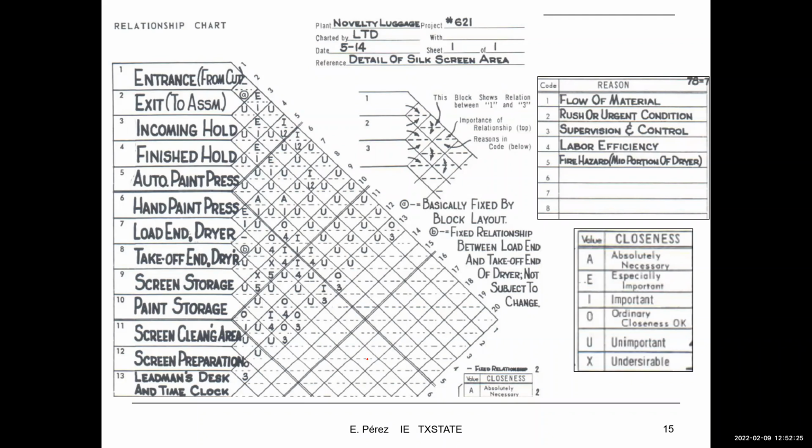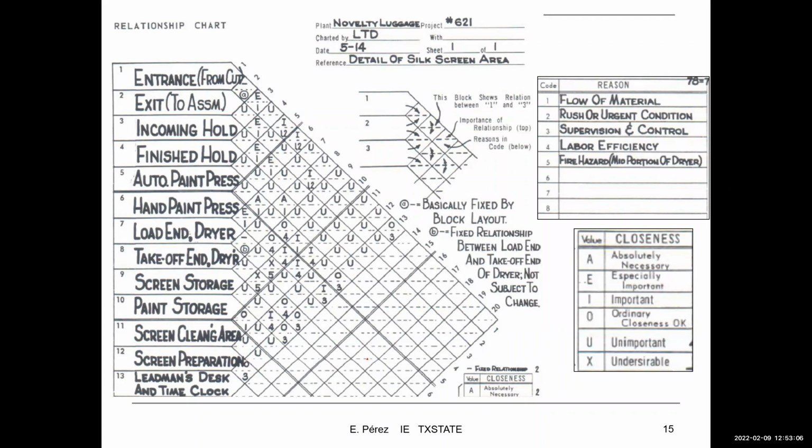So for example, those areas that need to be close to the entrance will have a high score, absolutely necessary, with an A. And those that are not necessarily related to the entrance will have a different score, like U, unimportant. So you can see here that for the incoming hold, the entrance is especially important, so we have an E. For the auto paint press it is important. For the hand paint press it is also important, but for the rest of the areas it is not important at all. So we know that those three areas need to be close to the entrance.